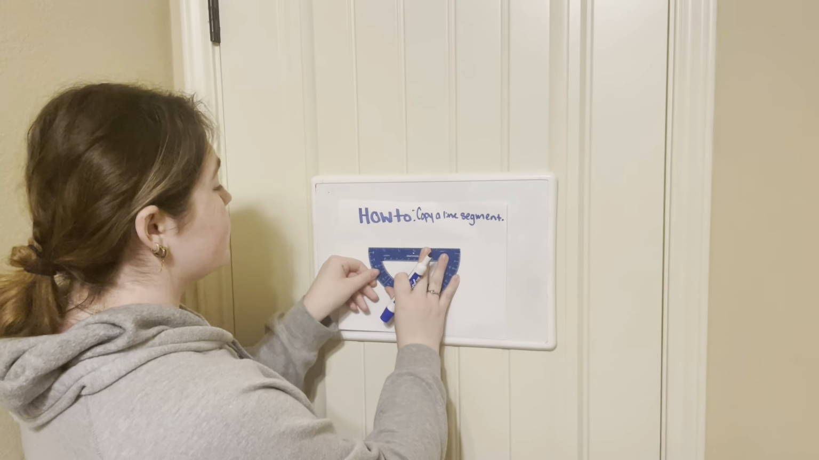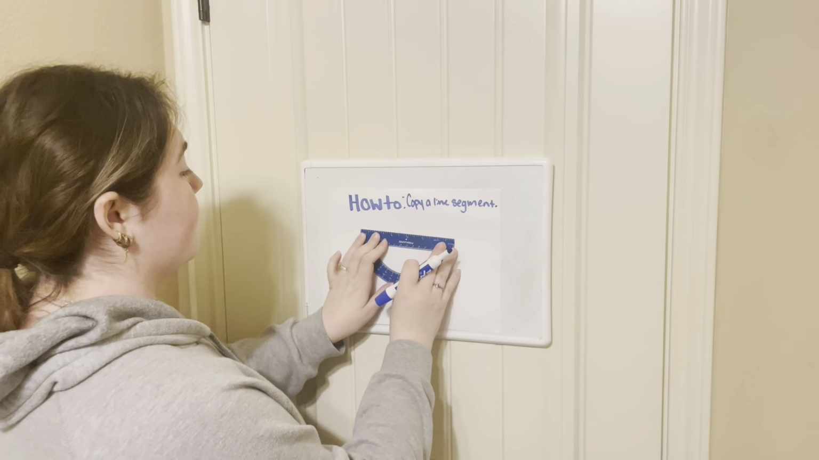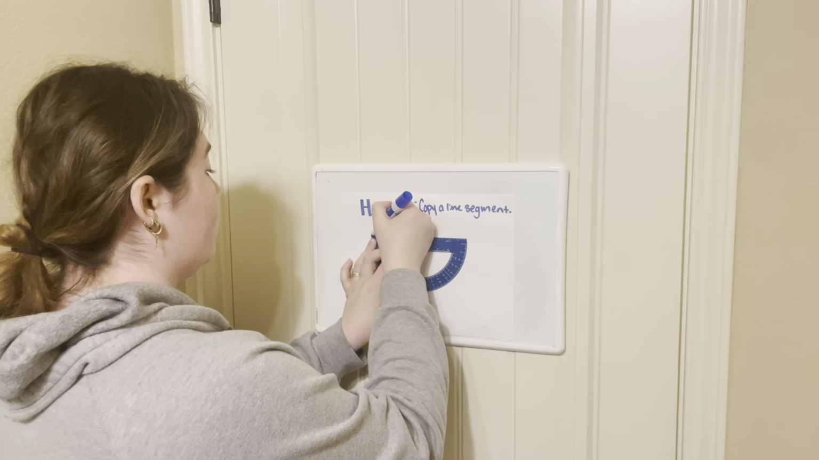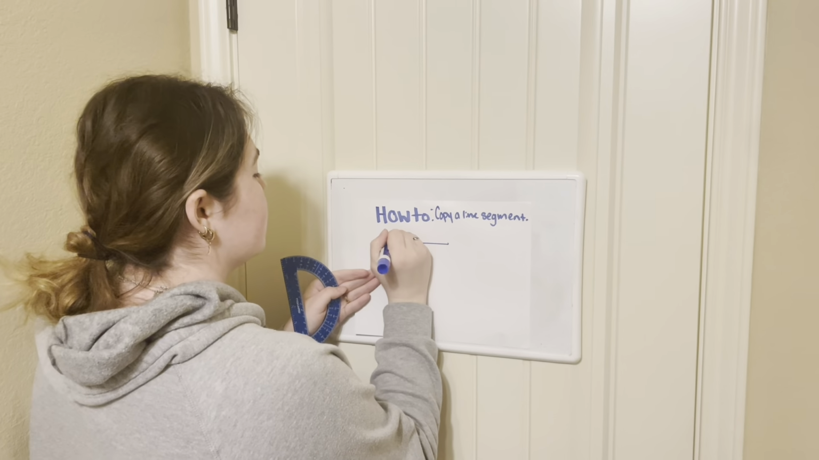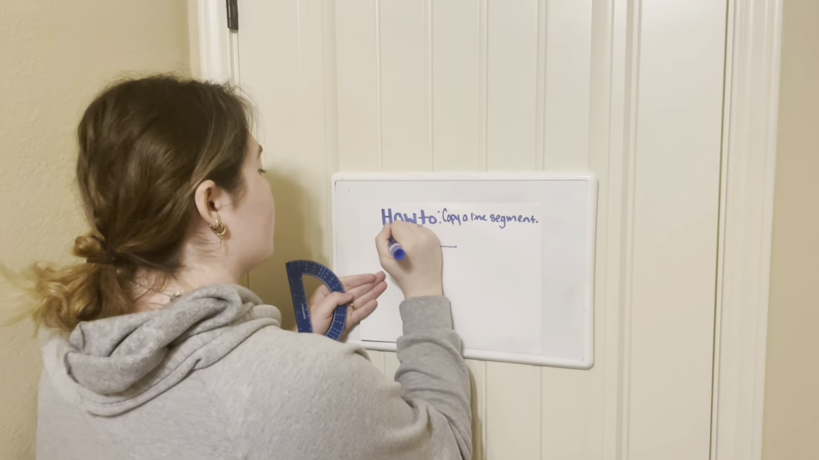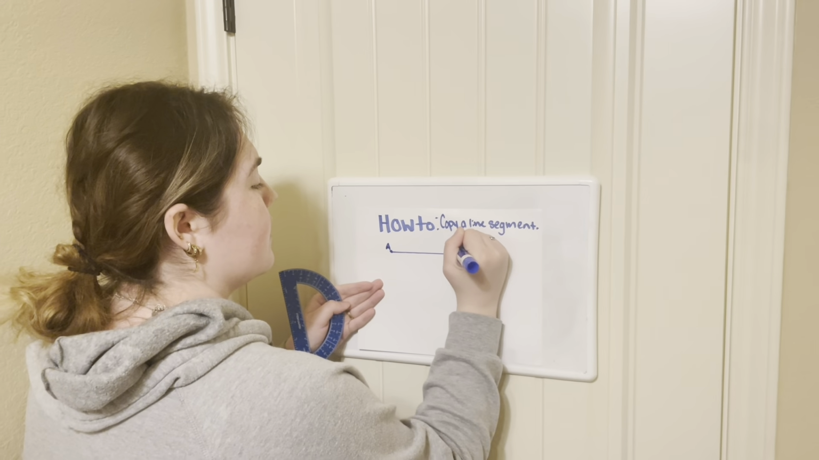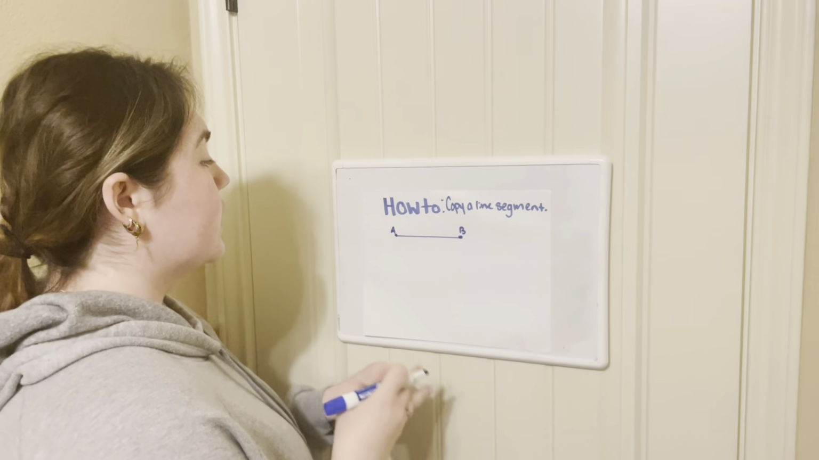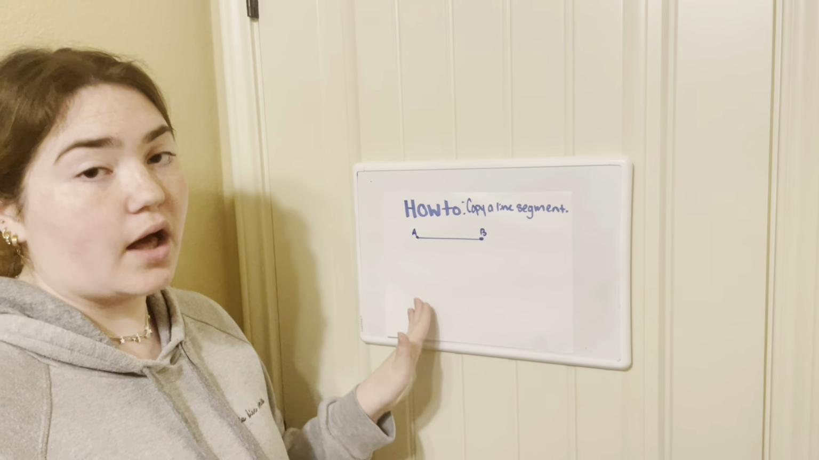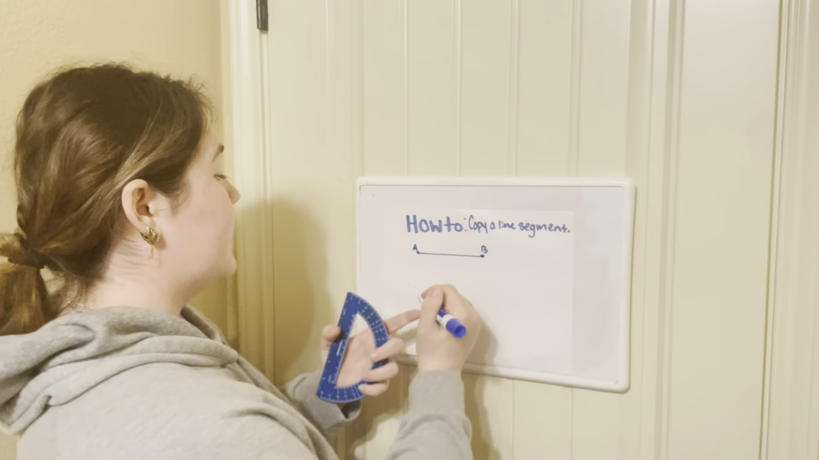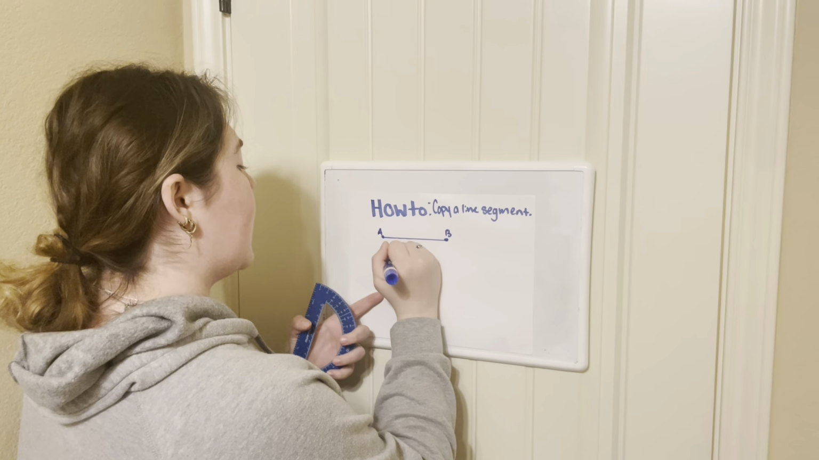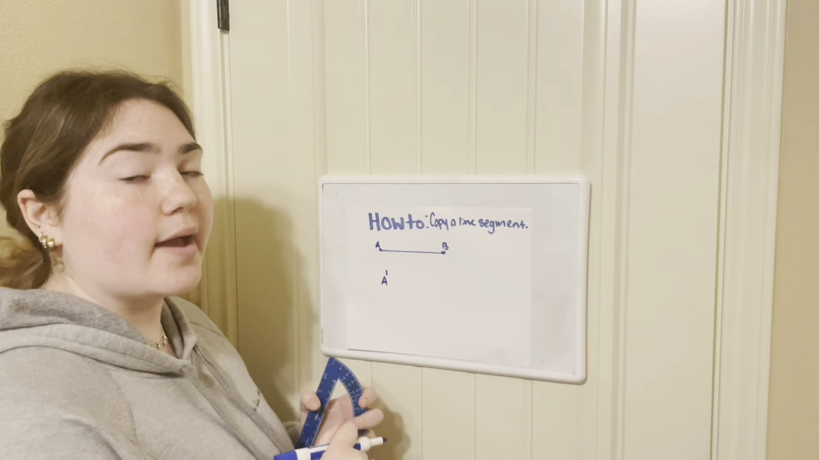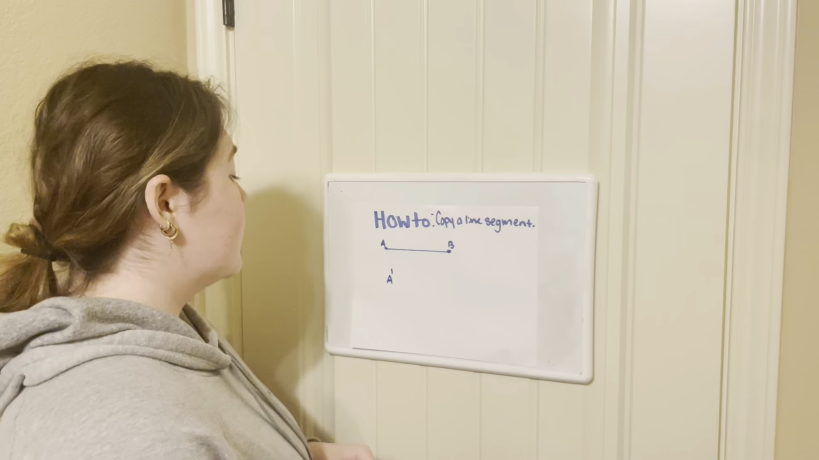So I'm just going to use my straight edge to make a line. So here's my line. I'm going to label its endpoints A and B. So now if I'm wanting to copy this, my first step is I'm going to create the first copy point. I'm going to label this A prime so we can tell the difference.